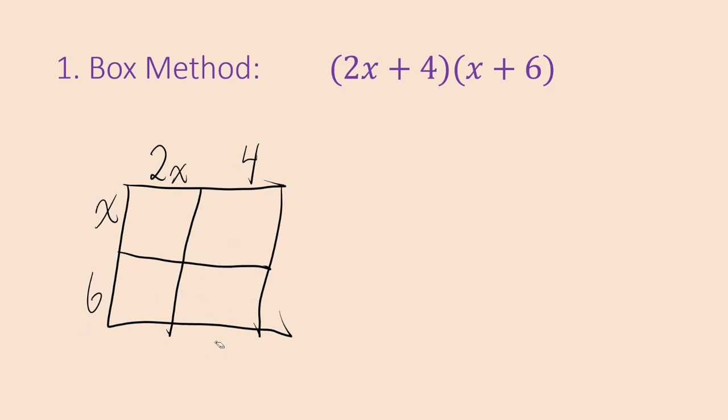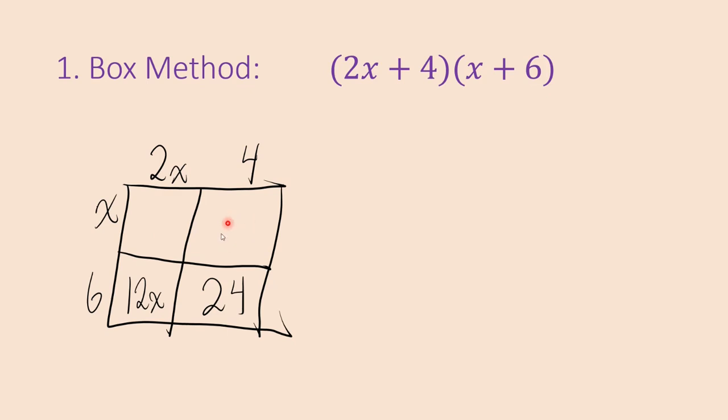Well, I'm going to multiply that 6 and that 4, and I get 24. Okay, let's look at this box. What do you think I'm going to put here? Well, this box goes to the 6, and it goes to the 2x. So I'm going to multiply 6 and 2x, and I get 12x.